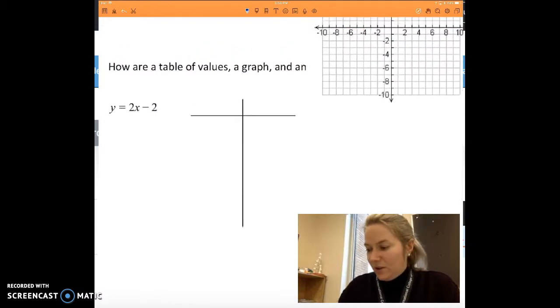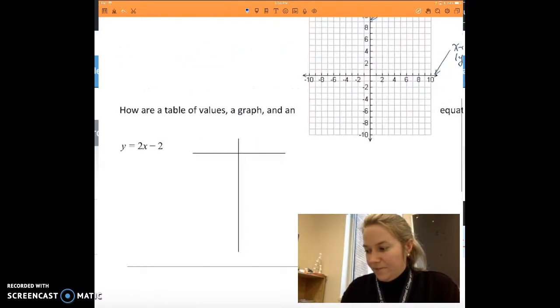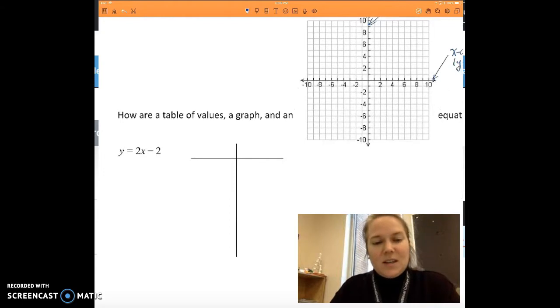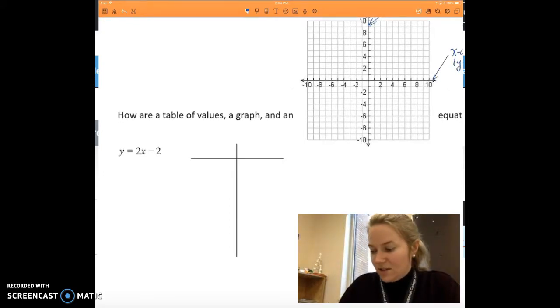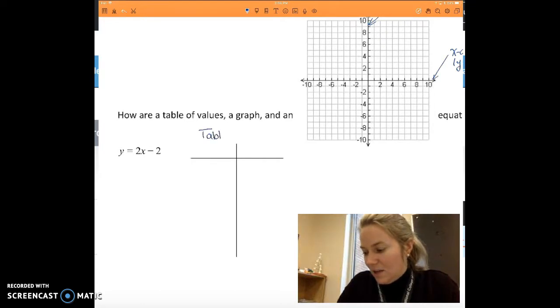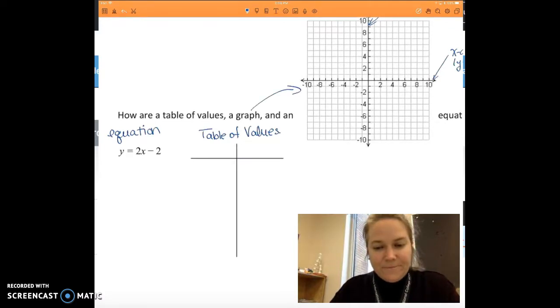Okay, we need all three of these. So I'm going to make that a little bit smaller. Okay. So we've got a table of values, a graph, and an equation. So this here is the table of values. This is the equation, and this, of course, is the graph.